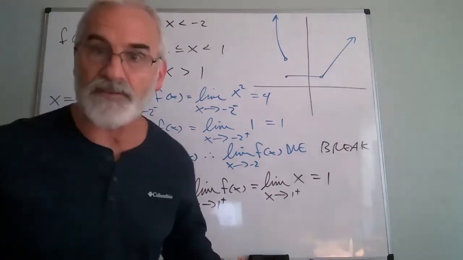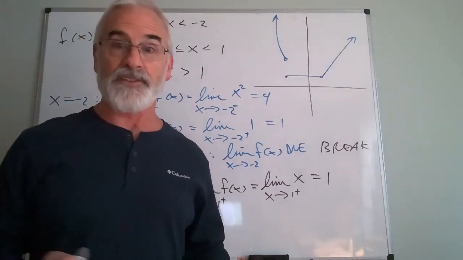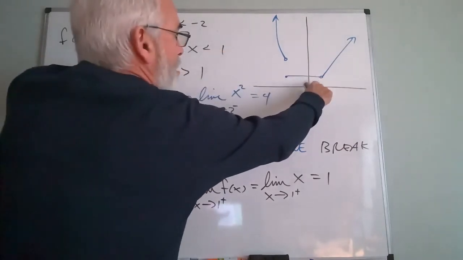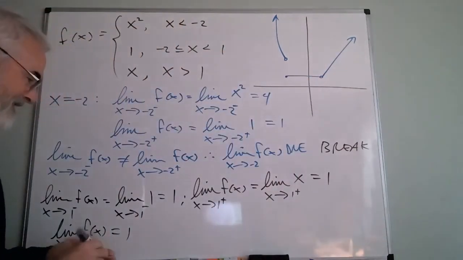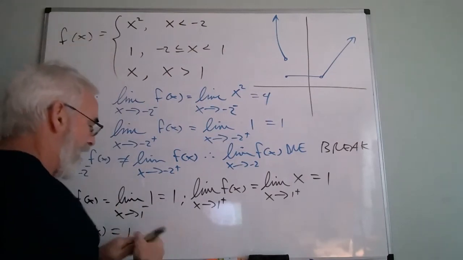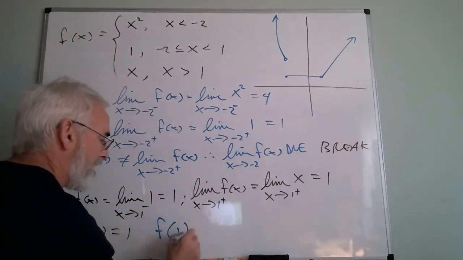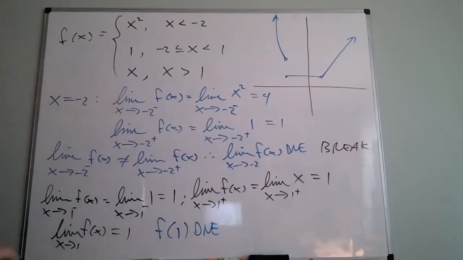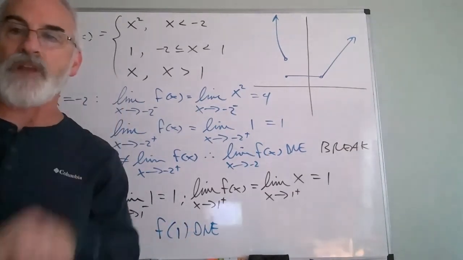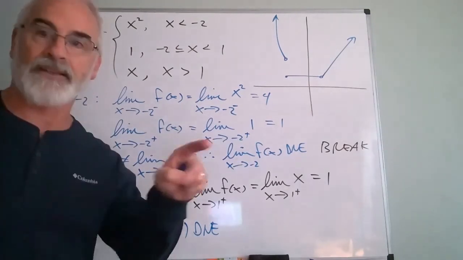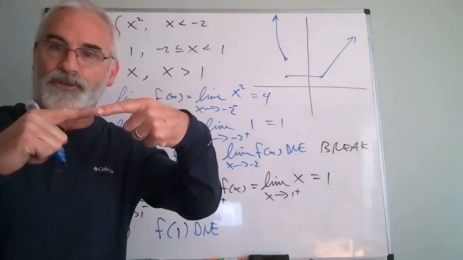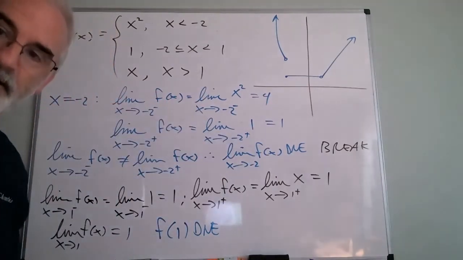So does that mean I'm continuous at 1? The limit existed. But what? f of 1 does not exist. That's the same as saying f is not defined at x equals 1. So the limit existed, the functional value didn't. So is it continuous there?